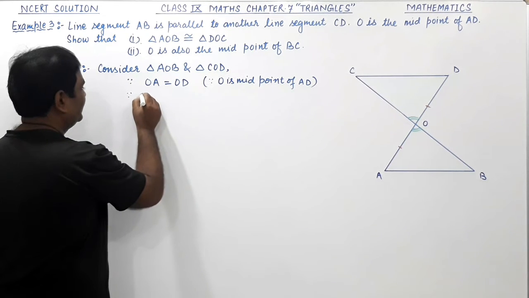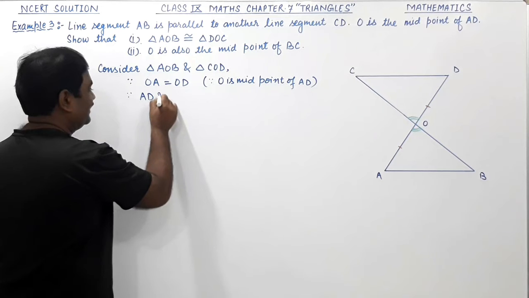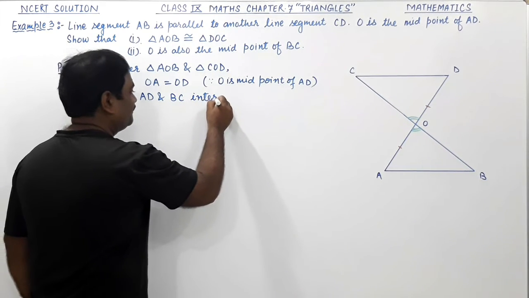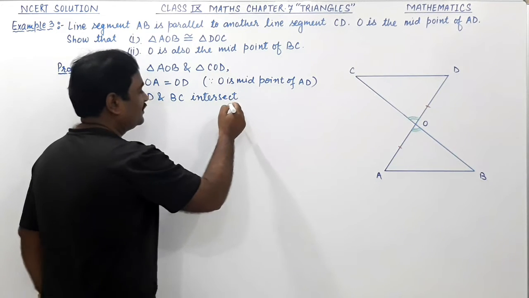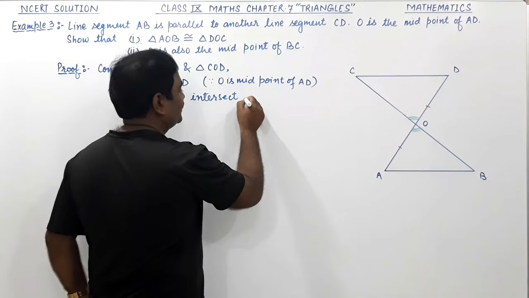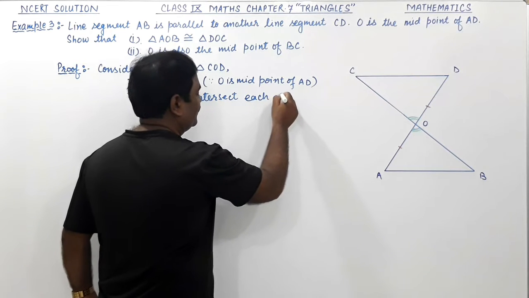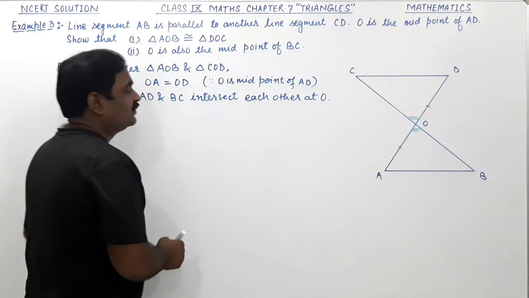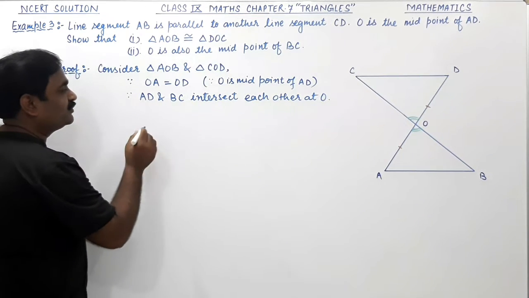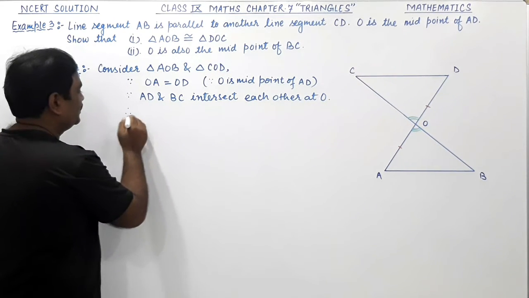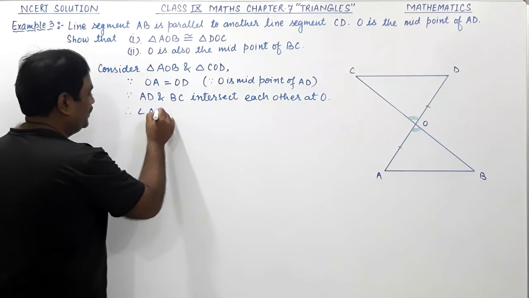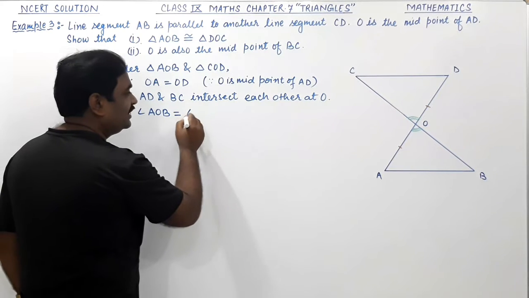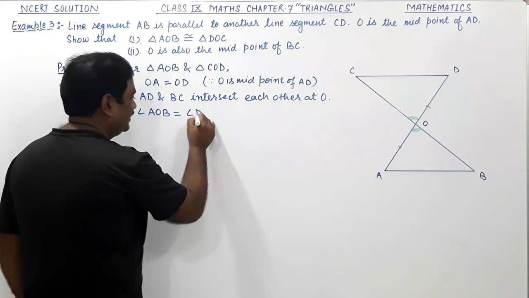AD and BC intersect each other at O, right? Therefore, vertically opposite angles are equal, so you can say that angle AOB of this triangle is equal to angle DOC of that second triangle.